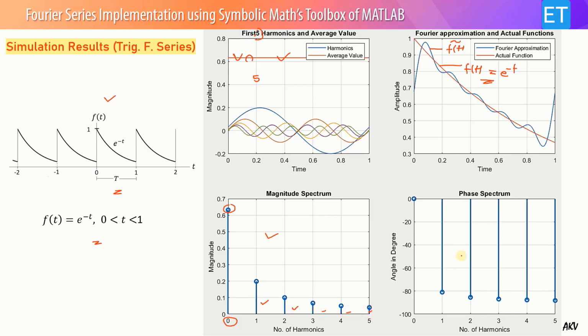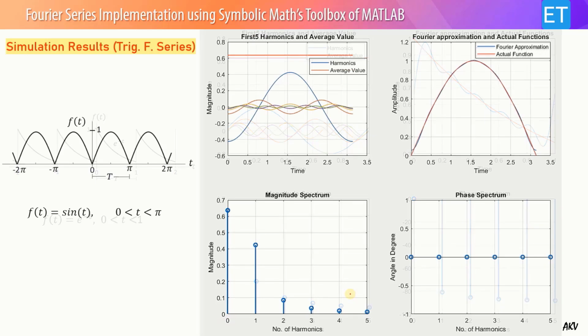And this is the phase. This is 0 degree for DC. Obviously, it's a DC value. And this is the phase, something near about minus 80 degrees for the first harmonic, second, third, fourth, and fifth. Okay. So this is the outcome for this e power minus t.